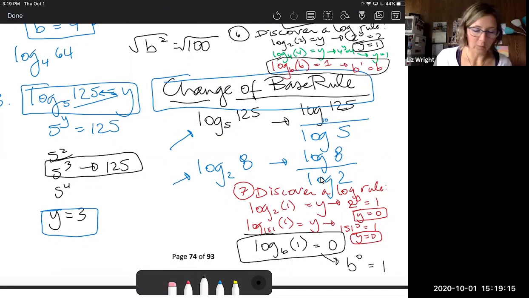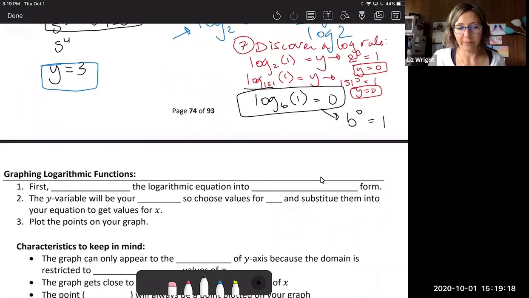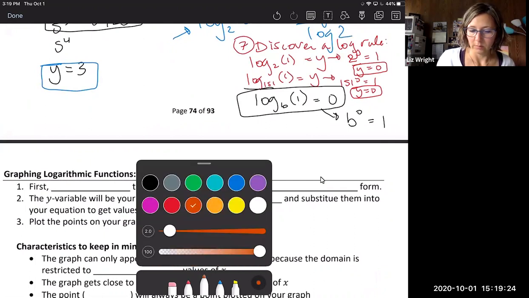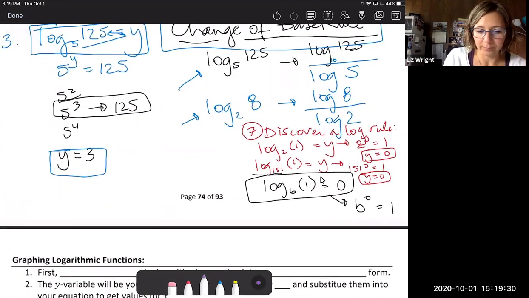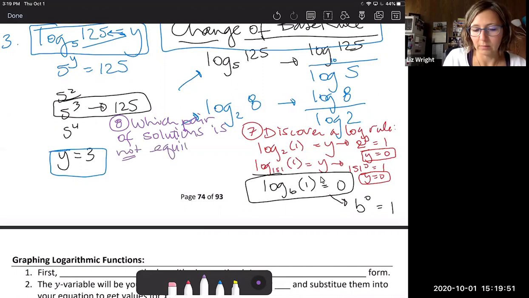So I am going to leave you with one more question that I would like for you to finish on your own. Oh, let's do purple. All right. This is one I want you to try on your own. So number 8, it says, which pair of solutions is not equivalent? Which pair of solutions is not equivalent?